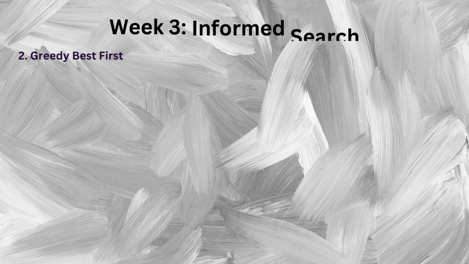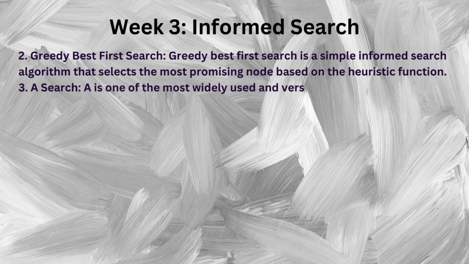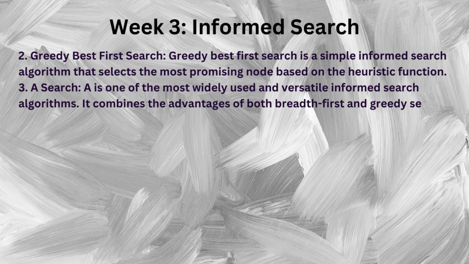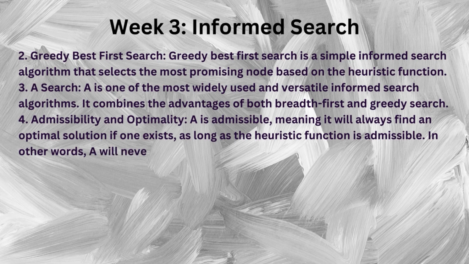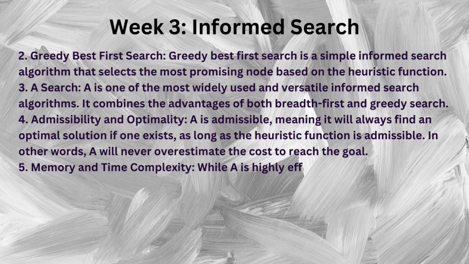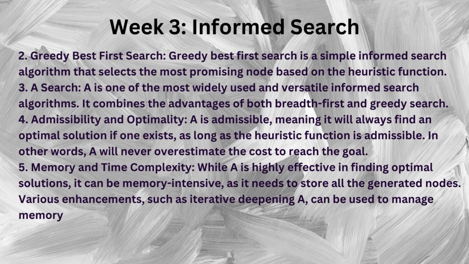Second, greedy best first search. Greedy best first search is a simple informed search algorithm that selects the most promising node based on the heuristic function. It tends to focus on paths that appear to be closer to the goal without considering the entire path cost. While efficient, it may not always find the optimal solution.